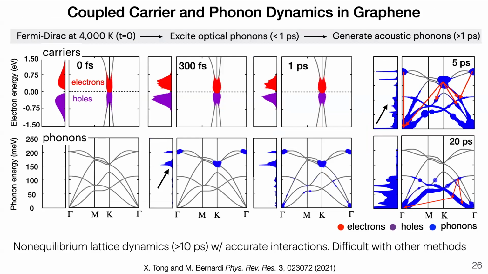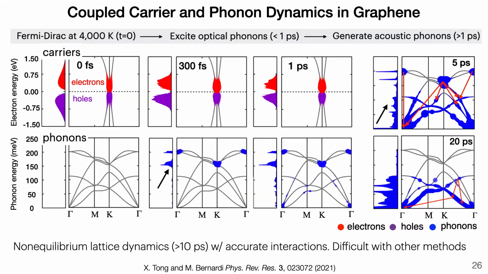So you can do things like excite the electrons and holes, and then follow in time, this is in graphene, how they initially generate out-of-equilibrium optical phonons in the middle panel. And then at longer times, you can follow up to about 100 picoseconds how those excited phonons decay into lower energy phonons. And so reaching those very long time scales is complicated.